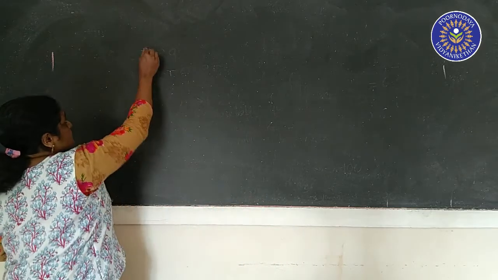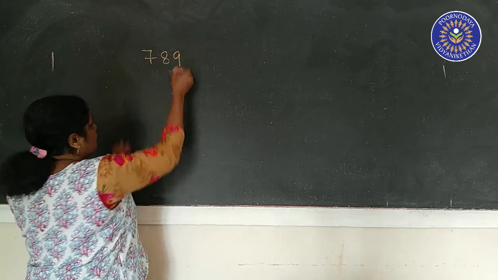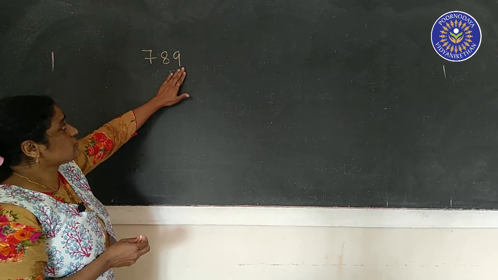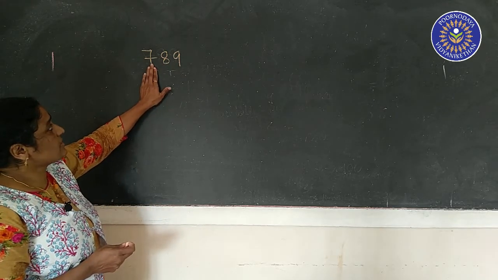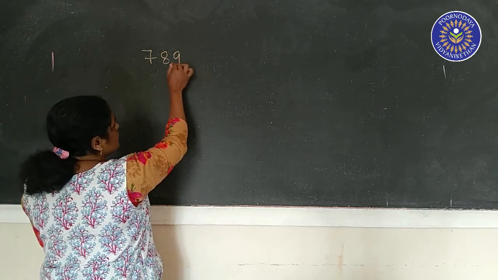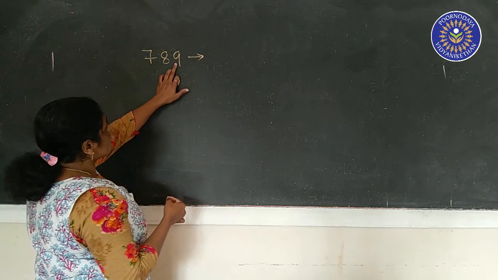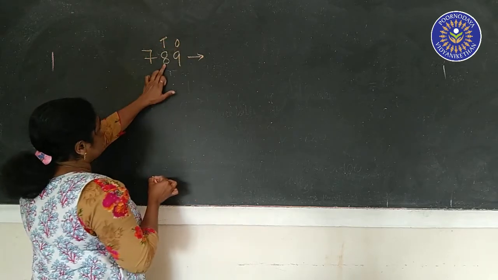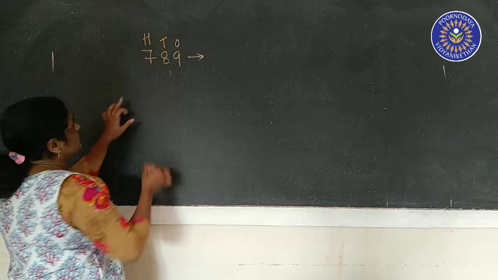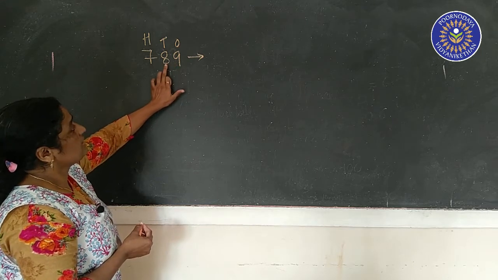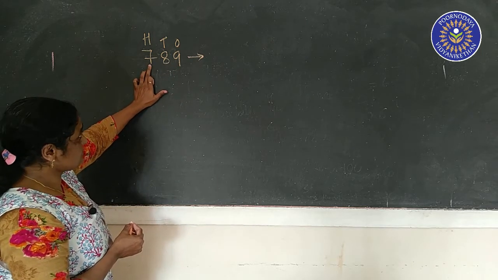Expanded form of a number. Last we wrote 789. Already we learned the place value and face value of the digits of this number. The same number 789, we can write in expanded form. What is the expanded form? In ones place there is 9, in tens place there is 8, and in hundreds place there is 7. So first we have to write 9 ones, 8 tens and 7 hundreds.